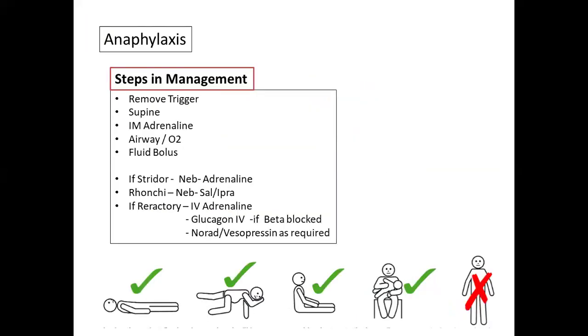So if IV glucagon is given, is it available in ETUs of the government sector, and how is it given, like the dose and all? Yes, it is given around 1 milligram. It is available in some ETUs, and ICUs also.